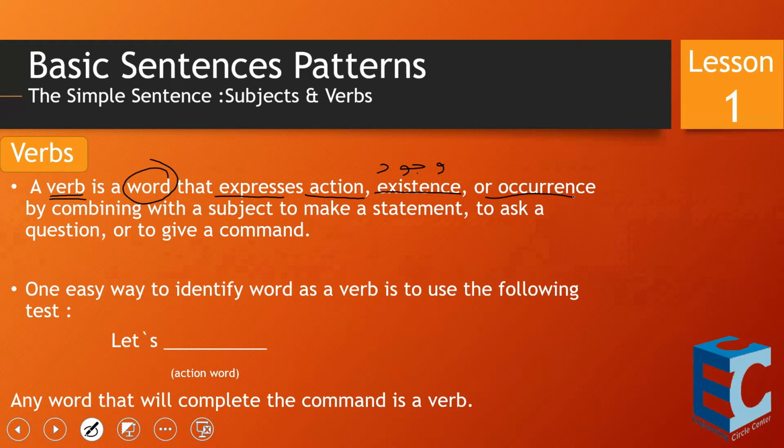Alright, one easy way to identify a word as a verb is to use the following test. طريقة كتير سهلة عشان أحدد الكلمة اللي بتكون verb هي إني أستخدم هذا التست. التست هو let's وبنحط الأكشن word. Any word that will complete the comment is a verb. أي كلمة رح تكمل لي هذا الفراغ رح تكون verb.